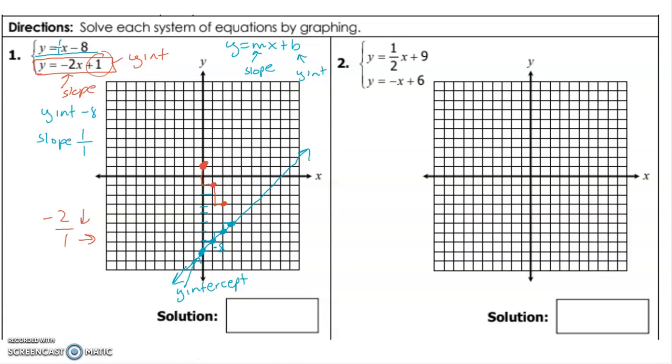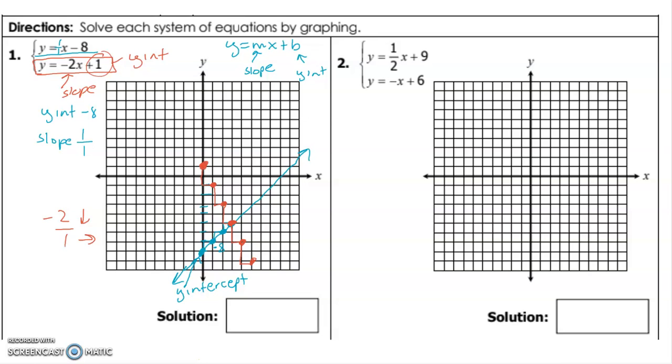I'm going to go down 2 to the right 1, and boom, right there I can see that I hit that blue line. Now that intersection, that's going to be the solution to my systems of equations. But I'm going to keep going. I'm going to go down 2 to the right 1 just so I can draw my line very clearly. Down 2 to the right 1.